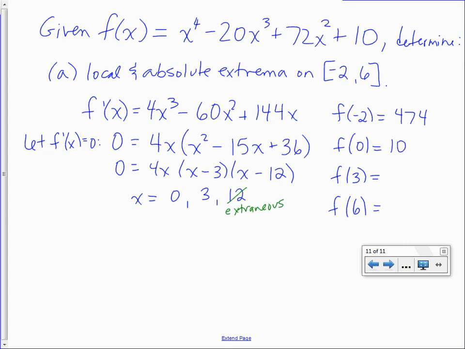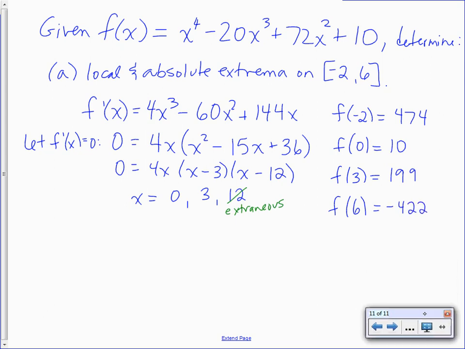You put 3 in, 3 to the 4, minus 20 times 3 cubed plus 72 times 3 squared plus 10. So I got 199. And then for 6, 6 to the 4 minus 20 times 6 cubed plus 72 times 6 squared plus 10. I just got -422. Okay.